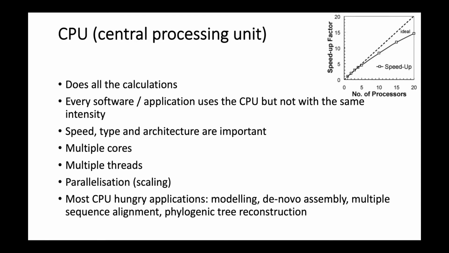The most CPU-hungry applications in bioinformatics are modeling, whether it's molecular modeling, folding of a protein, or mathematical modeling. These are very CPU-hungry applications. De novo assembly, when the assembly has to combine billions of reads or billions of short sequences. Multiple sequence alignment is very CPU-hungry, and so is phylogenetic tree reconstruction, when the program has to go through a lot of data and do a lot of calculations.